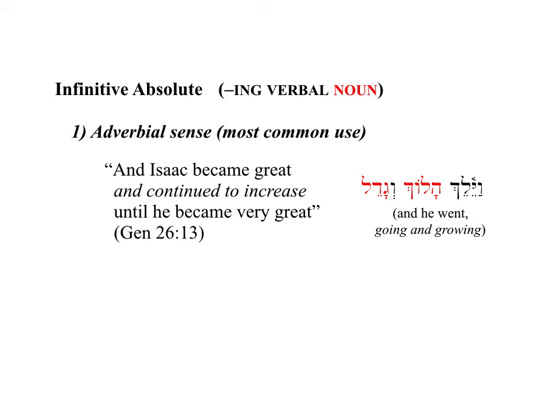And as you try to decipher what the author's trying to say, it appears that what he's trying to convey is that he was constantly increasing in his greatness as he grew to become a great man. So we would capture these two infinitives in a sense of saying something about continuity, that he continued to increase. He went to greatness in a growing process. So Isaac became great and continued to increase until he became very great.